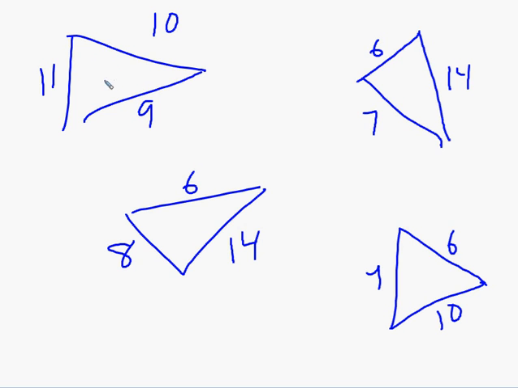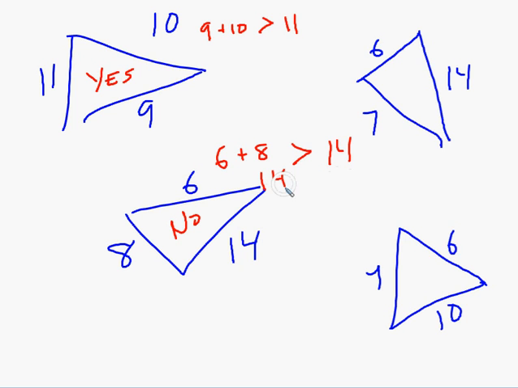So on this first one, is this a triangle? Yes. Why? Because 9 plus 10 is greater than 11. How about this other one? Is this a triangle? No, it is not, because 6 plus 8 is not greater than 14. Why? Because 6 plus 8 is 14. So that's not possible. This would be a line. You might say, but you drew a triangle. Does not matter. It matters how it's marked.